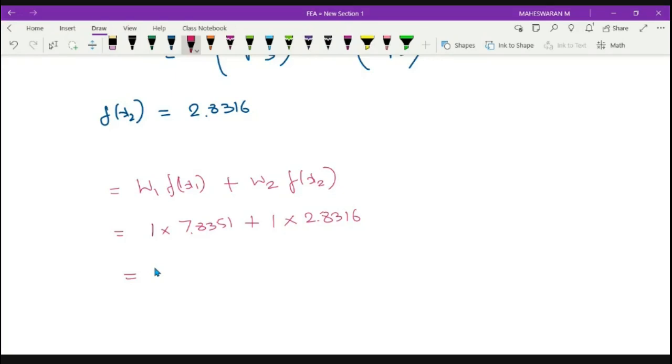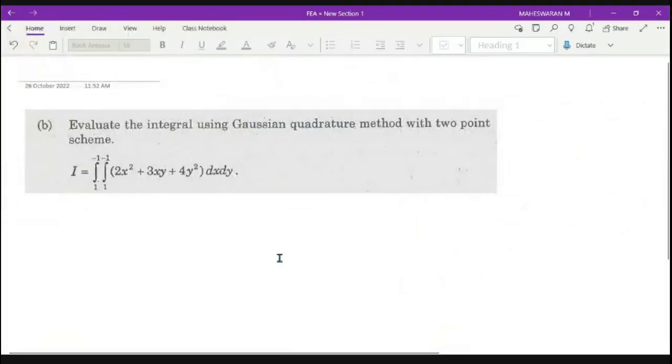Sir, 10.6667. Okay, so the answer is 10.6667. So this is the answer for the integration. So whatever we do, we consider this one. Here you have two integrations.